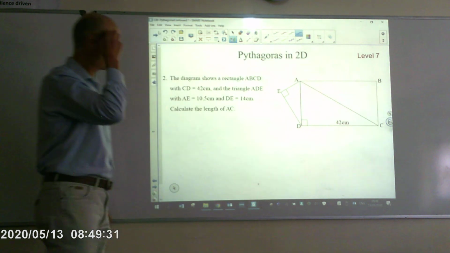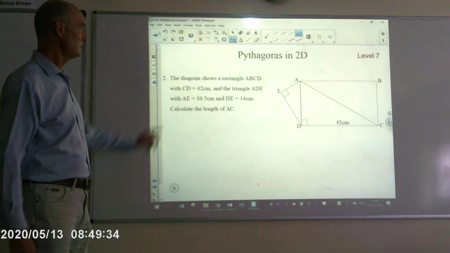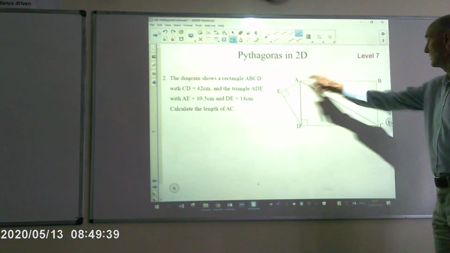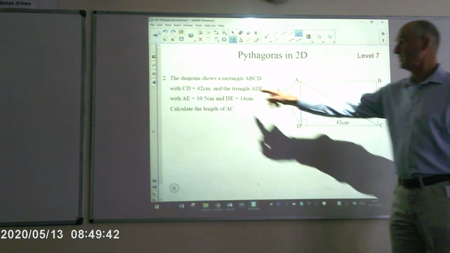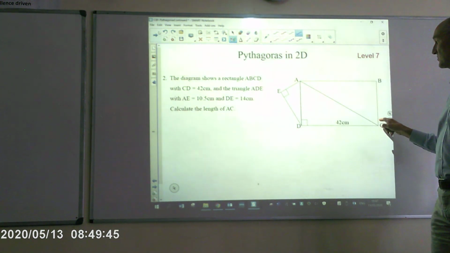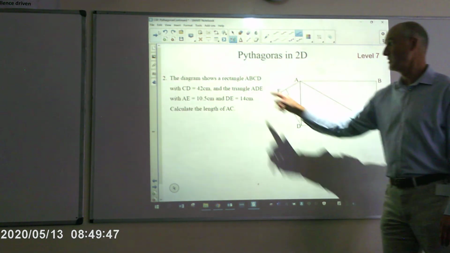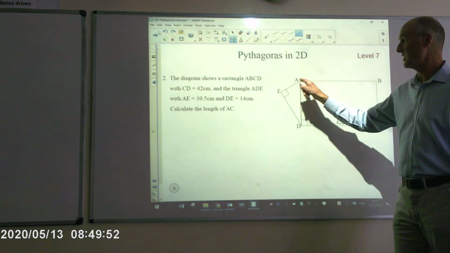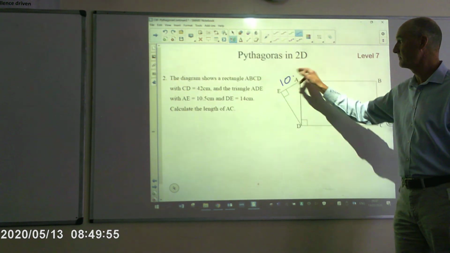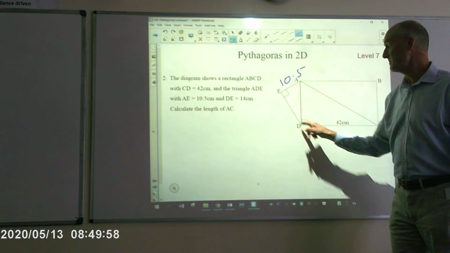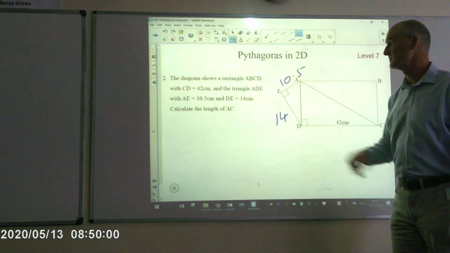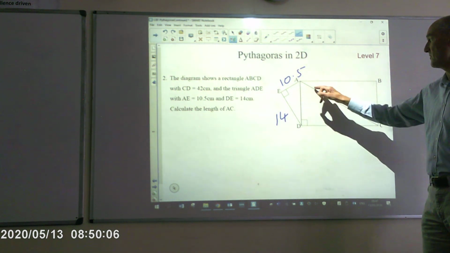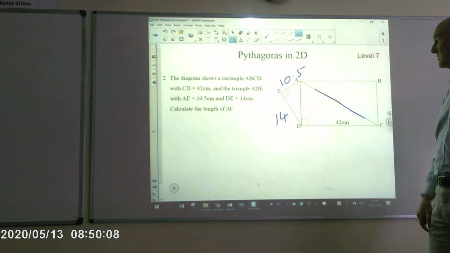Last example, this is an exam type question. Shows a rectangle ABCD. So we've got a rectangle ABCD. CD is 42 centimetres. The triangle ADE, so we've got a triangle stuck on the end here, says AE equals 10.5 and DE is 14. Calculate the length of AC. So they want us to find the length of that diagonal line there.